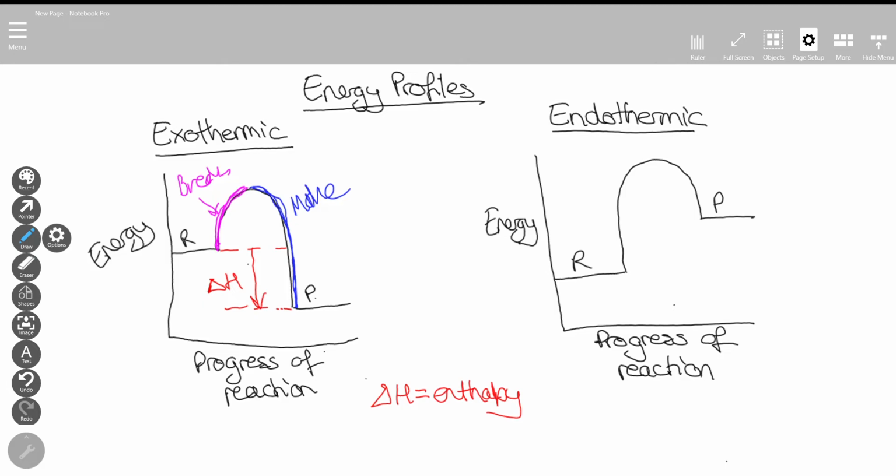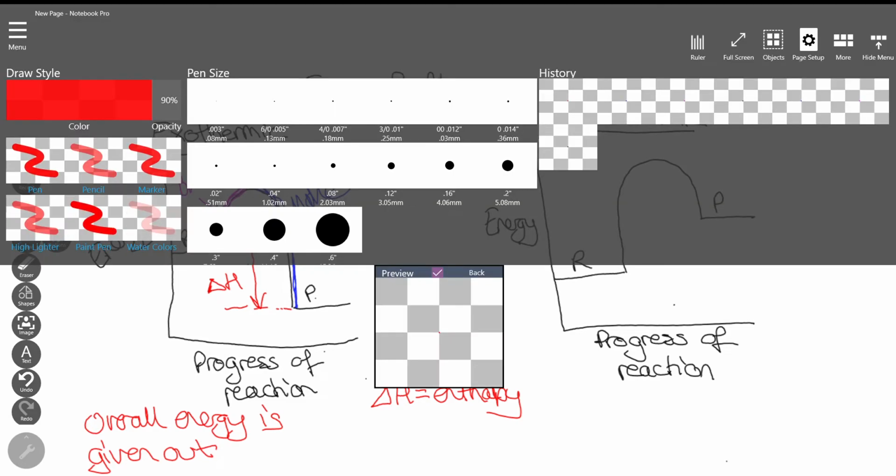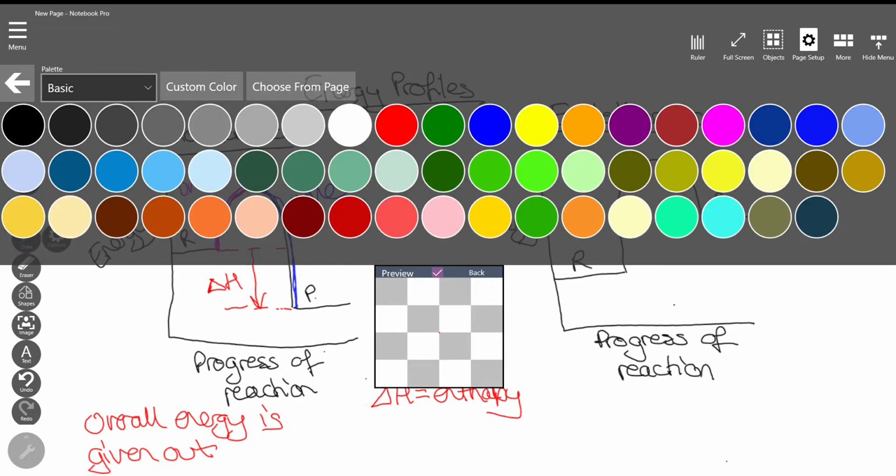The easiest exothermic reaction to think about is a combustion reaction. So you burn the reactants. When the products form, energy is given out. So overall, energy is given out here.